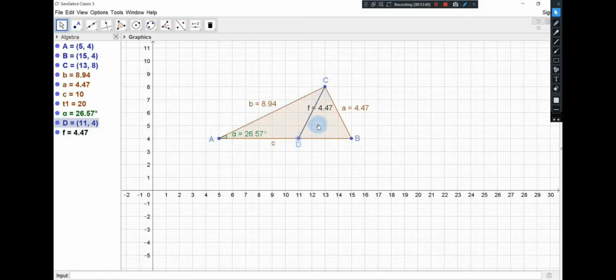ACD, you will notice that they have the same length, 8.94, 4.47, and this angle. Then you look at ADC, same thing, 8.94, 4.47, 26.57 degrees. So in this situation, by following the given measurements, we can form two triangles, right? So this we call the ambiguous case. And you try to observe their relationship between the angles.